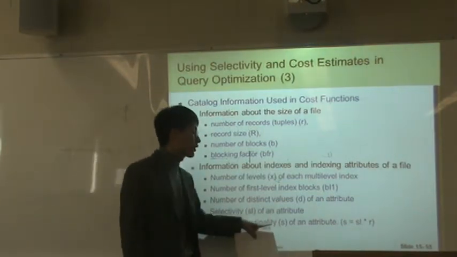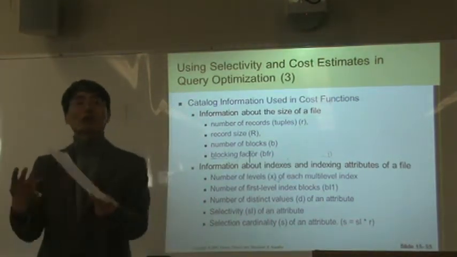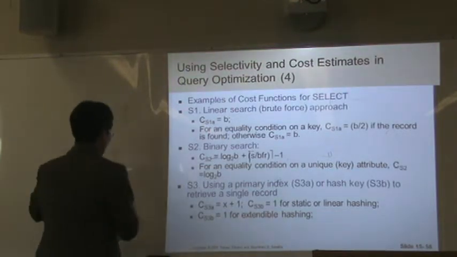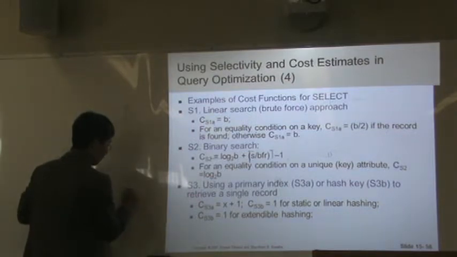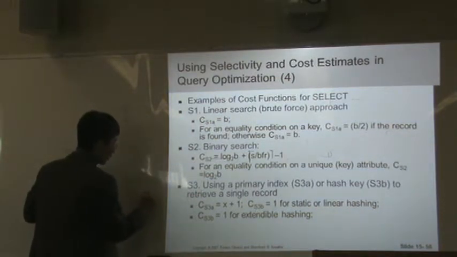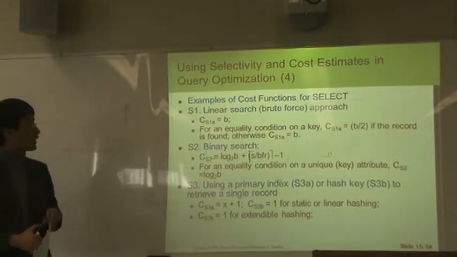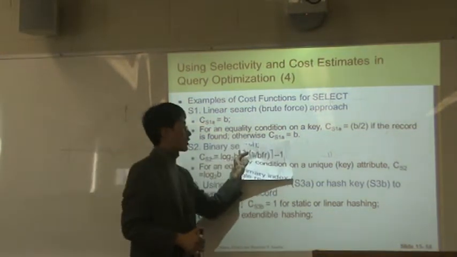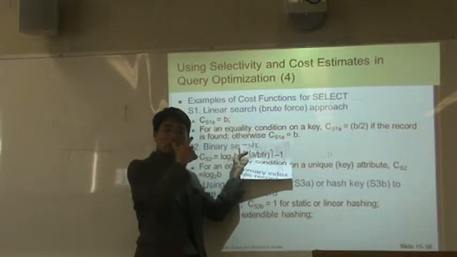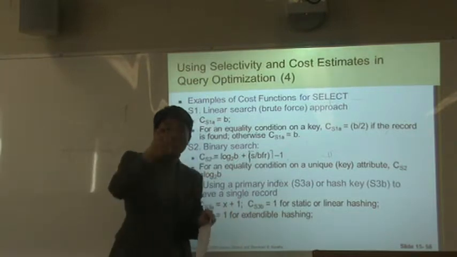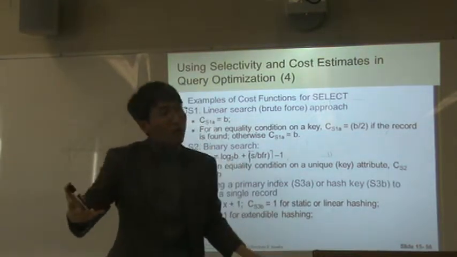S is the selection cardinality. How many data will be written? We are not sure whether this attribute, for example, select from employee where the manager social security number is 111, whether this column is unique or not. In case of unique, we don't need this part. It's always log base 2 of the cardinality, and eventually you will find the data.